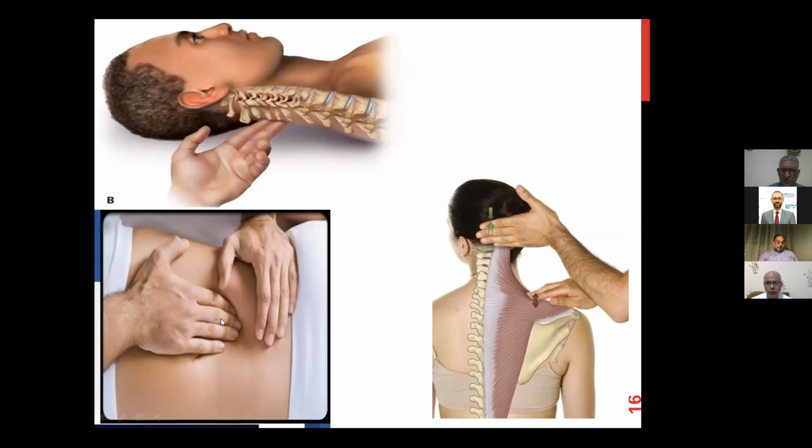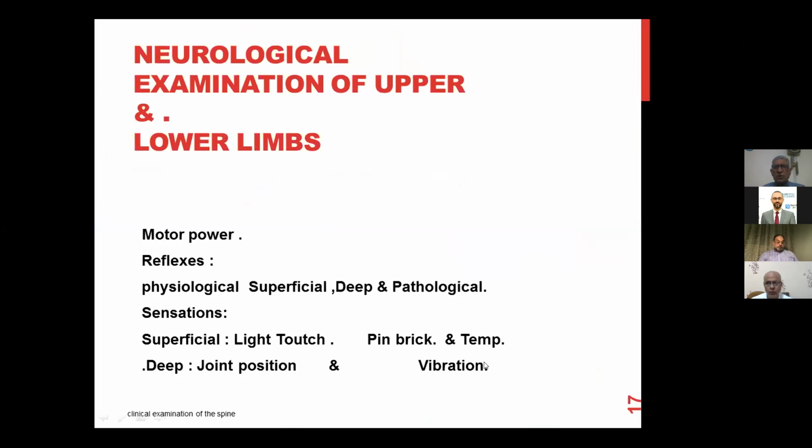We ask the patient to put his hand on the opposite shoulder, and then we palpate under the wing of the scapula. Tenderness over the trapezius and the levator scapulae here, serratus, and tenderness over the rhomboids major and minor. We proceed to neurological examination for both upper and lower limbs.